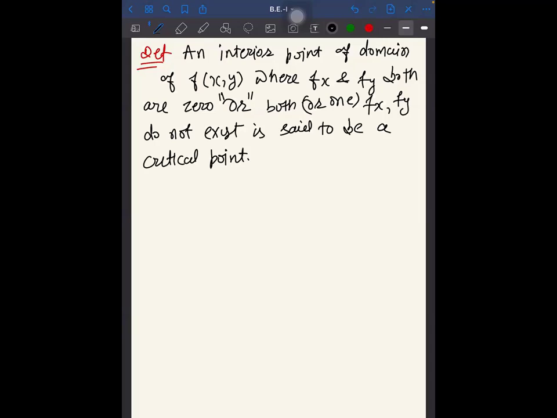Okay, so now there is an interesting point which we talk about, that is, we call it a saddle point.